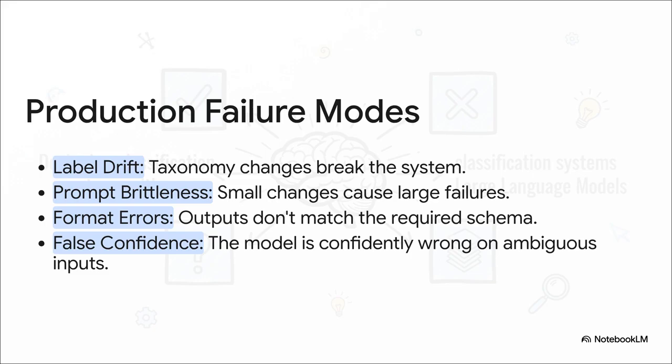You've got label drift, that's when the meaning of your categories slowly changes over time and your model has no idea. You've got prompt brittleness, where one tiny change to your prompt makes performance just tank. And you will constantly be fighting formatting errors, and my favorite, the model being 100% confident while being 100% wrong on some tricky input. This is exactly why relying on a single accuracy number is just a recipe for disaster.